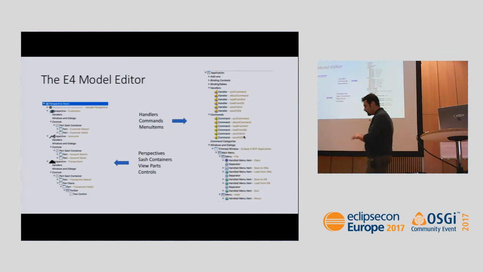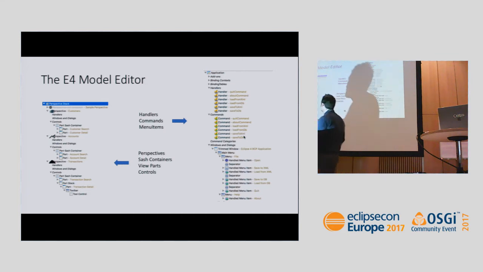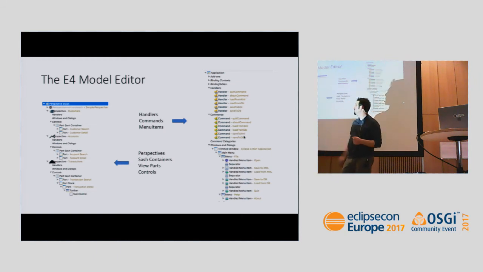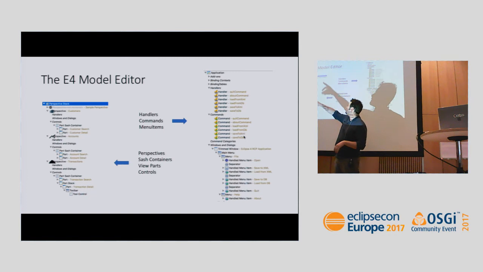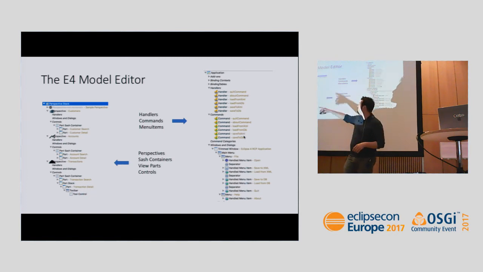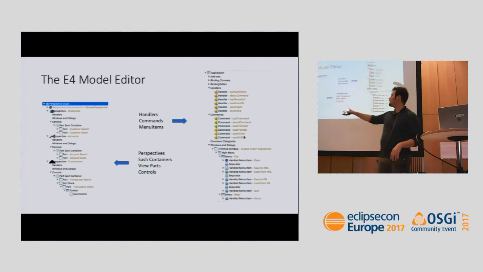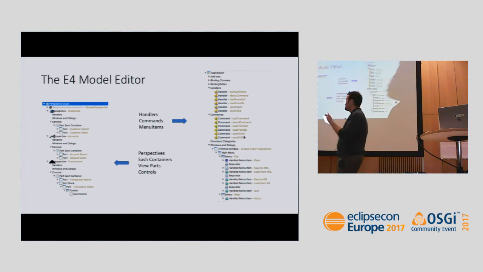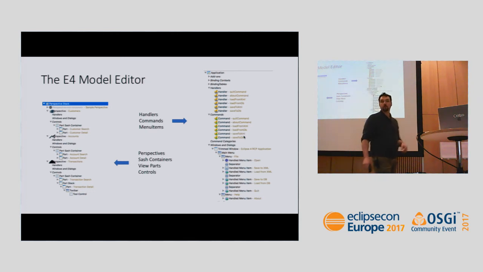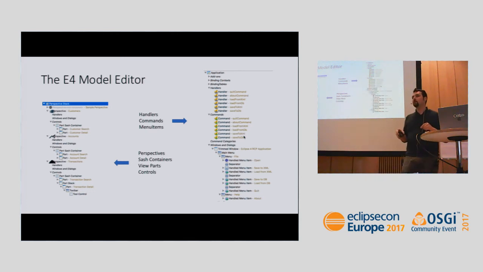On the left, you can see how I structured the user interface of my RCP application with some perspectives. And inside the perspective, you see part containers, which contain the views and parts. And at the extreme bottom, you can see that a part can also have a toolbar and tool controls, so a small widget on the top right of the part to perform certain tasks.